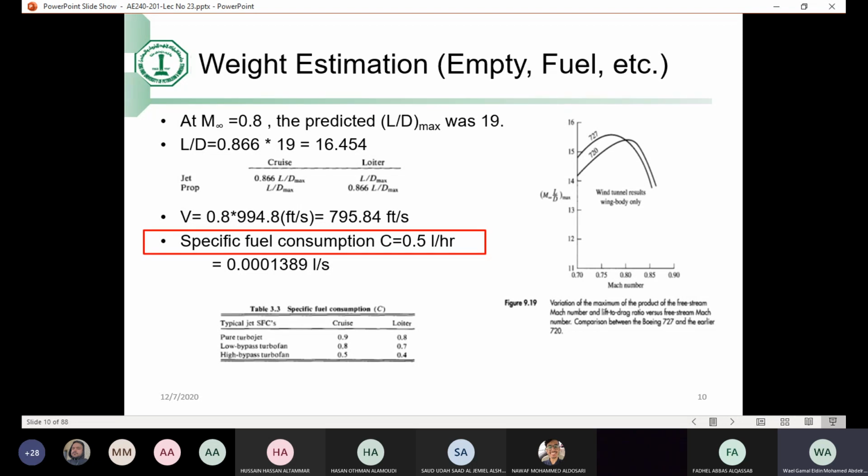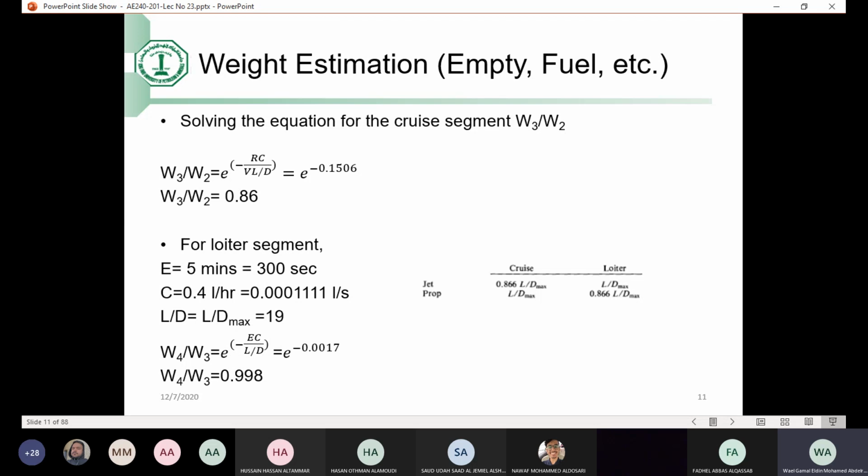So rather than the value of, I think, 0.4 that you used for your propeller, these are typical specific fuel consumptions during cruise or loiter for different types of jet engines. For a high bypass ratio turbofan engine, the C is 0.5. So I can use your Excel sheet or your notebook, and I will just replace the C with 0.5, replace the range, replace all the other things, and we will get the total weight of this aircraft.